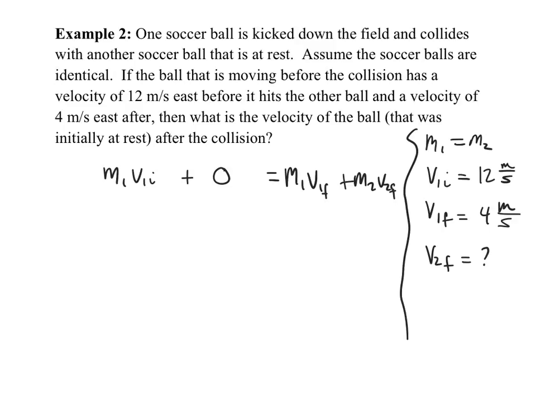So that's my overall equation again. It's the same equation. I have initial and final velocity for one object. One of them is at rest, and then it moves. Since it's at rest, we ignore this part.